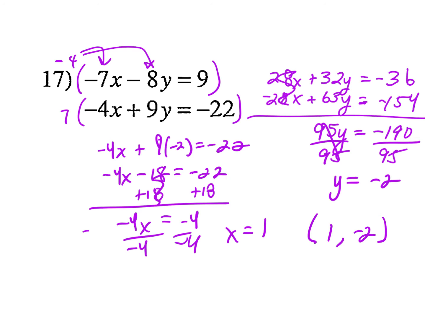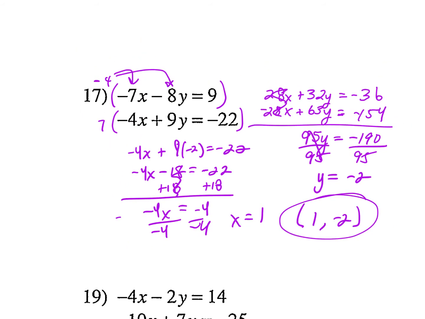What's your ordered pair? 1 comma negative 2. And what should you do? Plug it in. Plug in 1. Negative 7 times 1 is negative 7 plus 16. That gives me 9. Negative 4 minus 18 gives me negative 22. And then you're good.